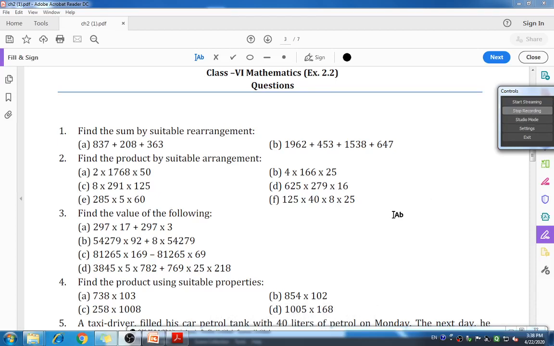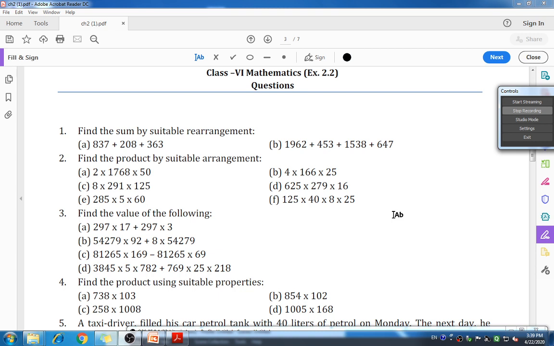Hello 6th standard students. In the first video we studied the second chapter of mathematics, that is whole numbers, and in the third video we solved our first exercise of whole numbers, that is exercise 2.1. I hope you have solved exercise 2.1 in your notebook, because when school reopens I am going to check it. In this video we are going to solve our next exercise, that is 2.2.